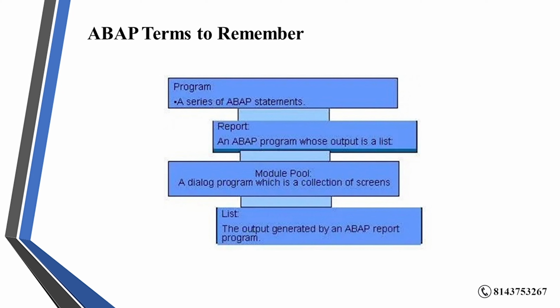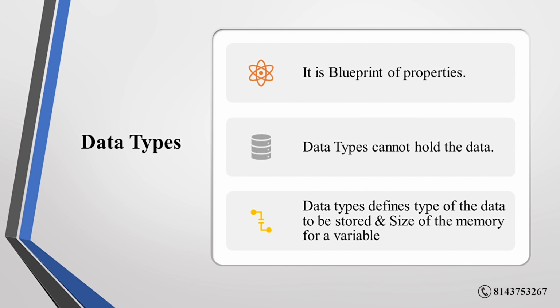Okay. So see here, this was the same thing we are discussing now. Program: a series of ABAP statements. Report, which is called output, a program output. Module pool, which is a collection of screens. List, that is generated from the ABAP report program.